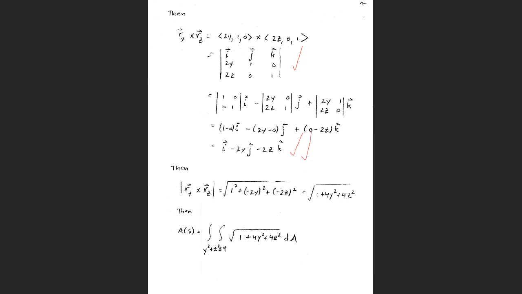So we got our cross product vector, and now we have to take the magnitude or length of that cross product vector. We know how to do that. And so now our surface area is going to be equal to the double integral over the region defined by y squared plus z squared less than or equal to 9, where our integrand is the square root of 1 plus 4y squared plus 4z squared. That's our integrand.